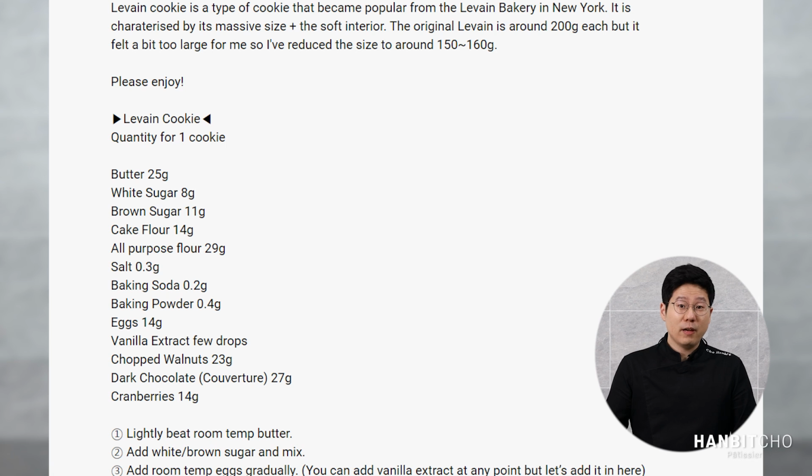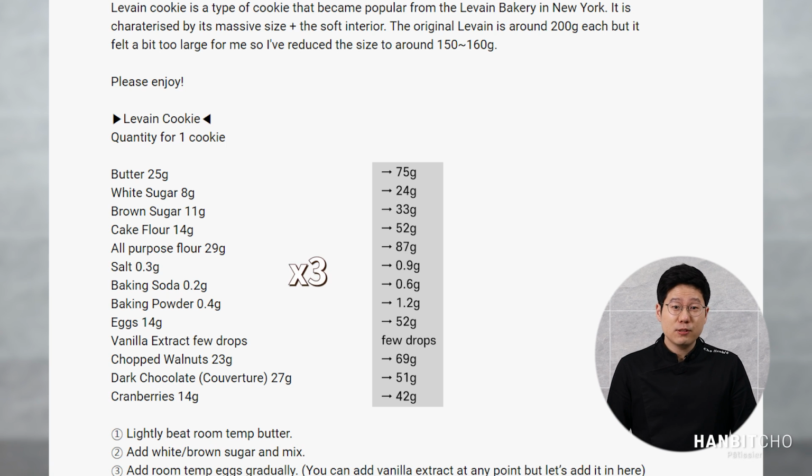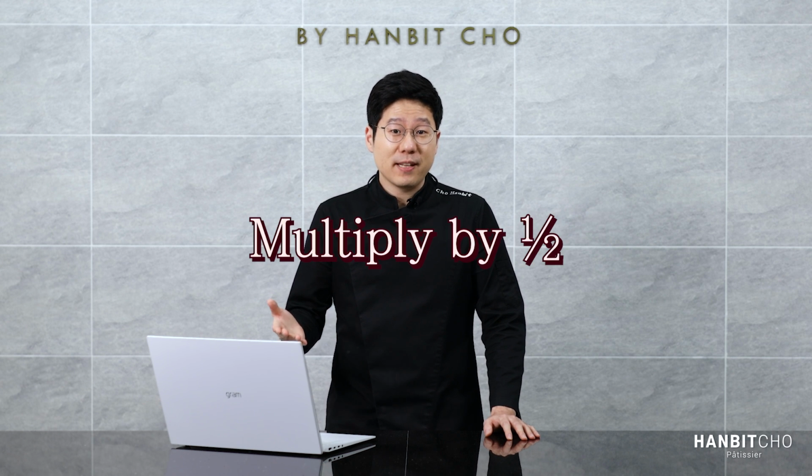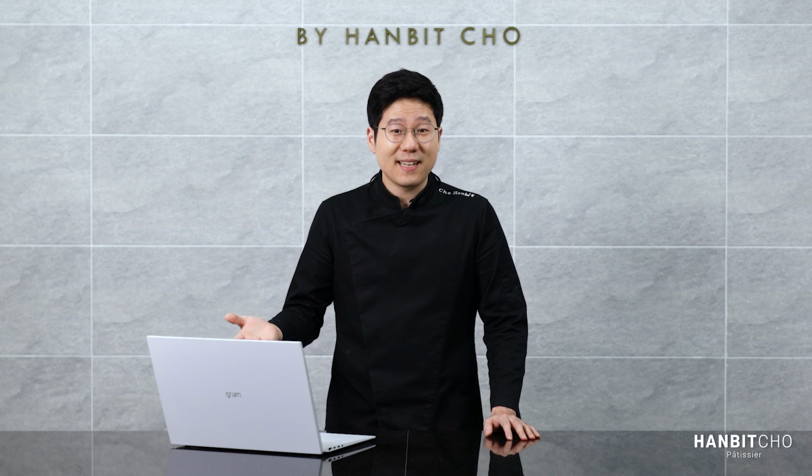But you don't even need to know the words conversion factor or the multiplier. It's very intuitive. So if you're making 3 cookies, rather than using 25 grams of butter, you would use 75 grams. Rather than 8 grams of sugar, you would use 24 grams, and so on. On the other hand, if you want to make a cookie that's half the size, you will multiply everything by a half. Or you can divide everything by 2. It's the same thing. So it's not difficult at all, and it's just a matter of multiplying or dividing.